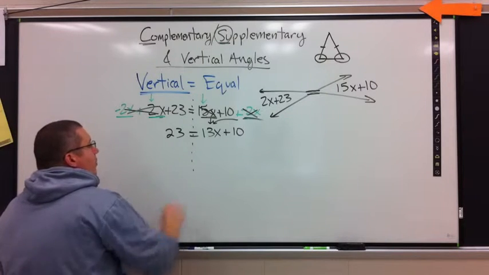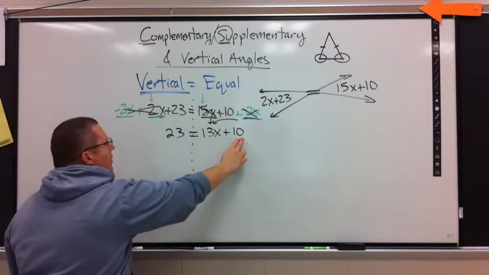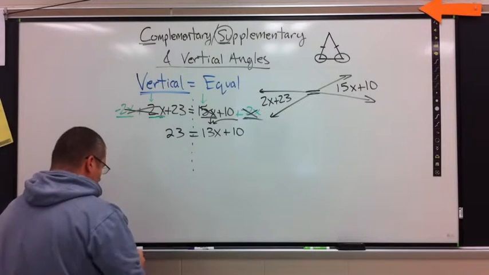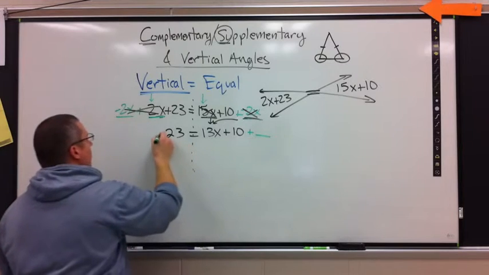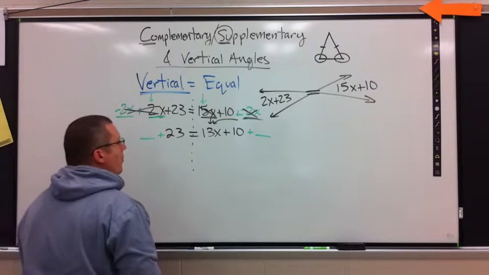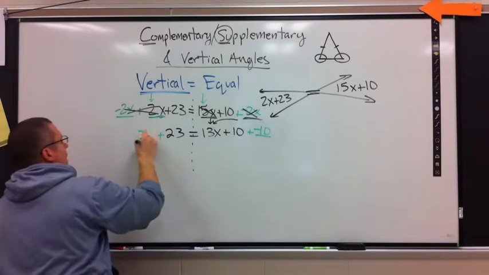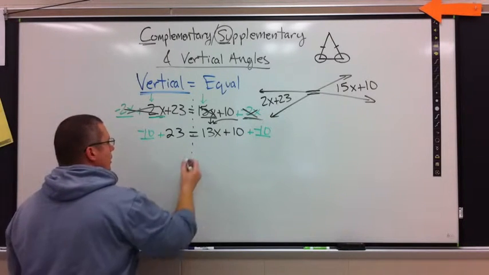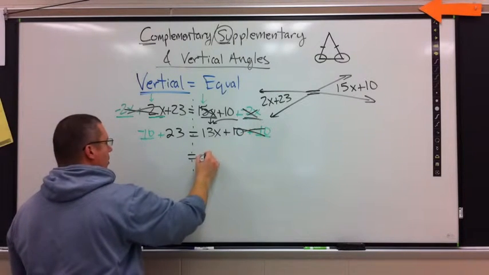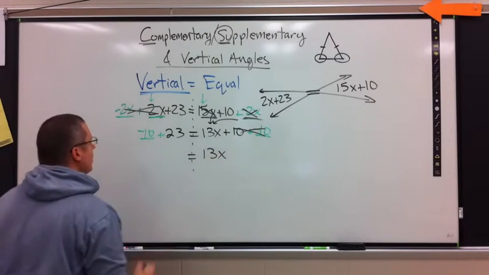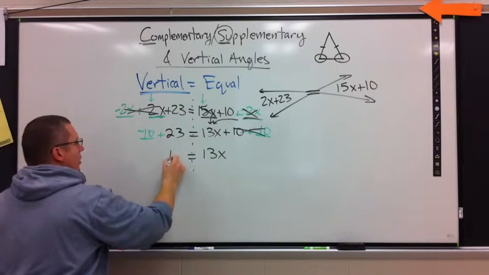So now I have variables on one side, which is a great thing. That's what I need. But I have to get rid of an added number and a times number. How do I get rid of an added number first? Added 10, add the opposite, negative 10. Negative 10. On the right-hand side, 10 plus negative 10 is 0. I get 13x on this side. Negative 10 plus 23 is 13.